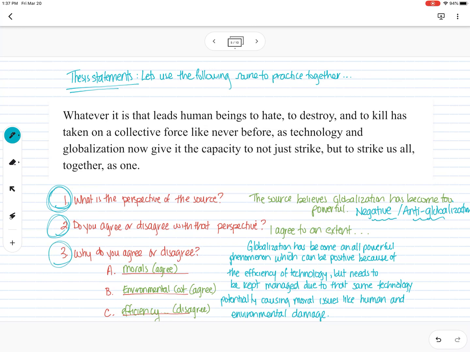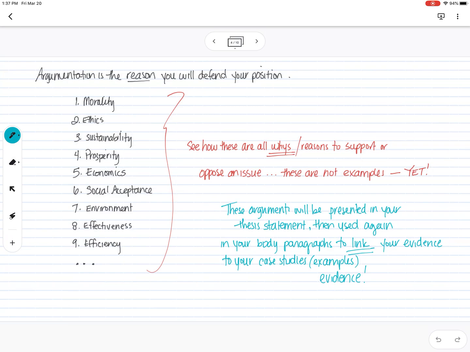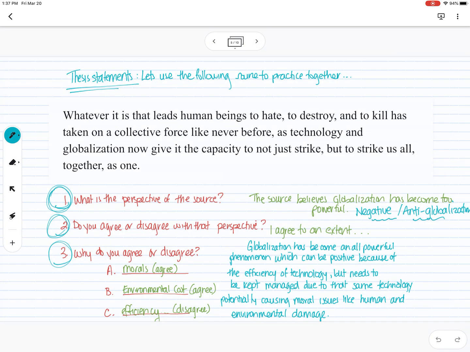When I look at those three arguments, if we head back to our previous slide, I can choose from any of the ones that we had previously discussed. I'm going to choose morals. Globalization has become an all-powerful phenomenon, which can be positive because of the efficiency of technology. That's one of the reasons that I agree. But it needs to be kept managed due to that same technology potentially causing moral issues.